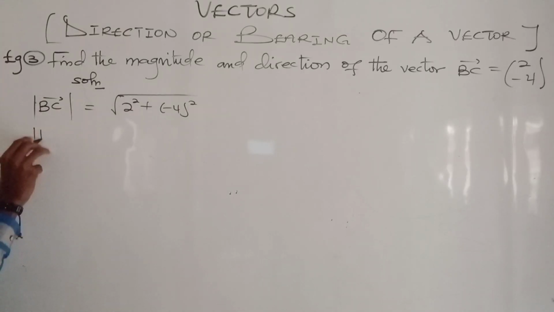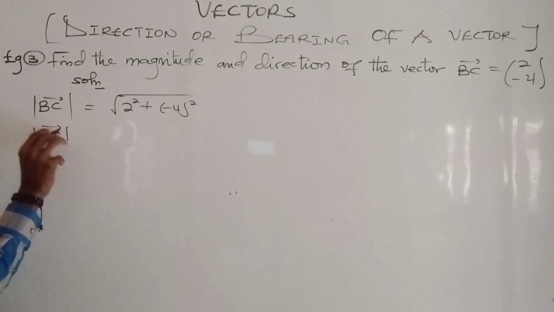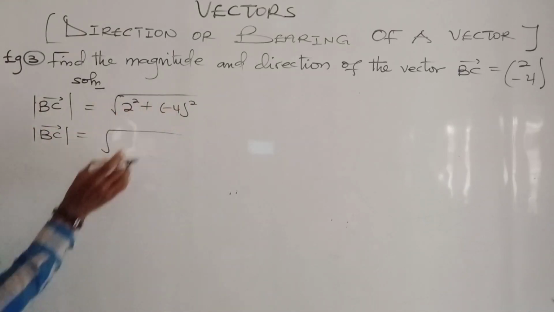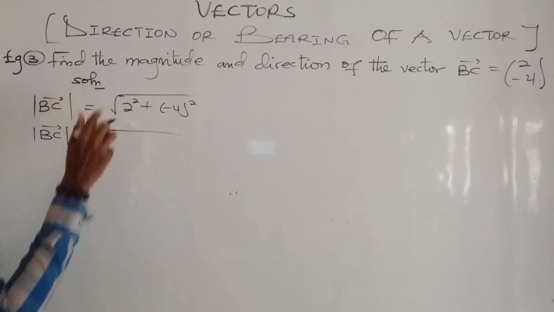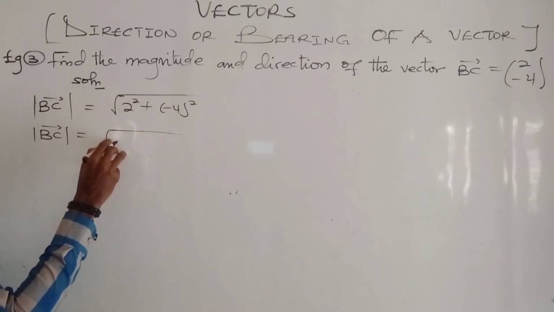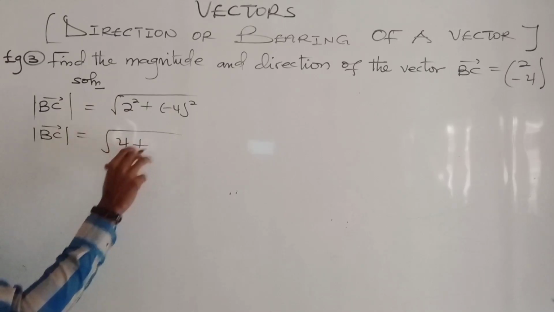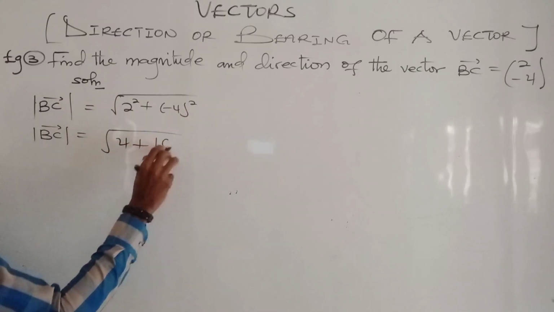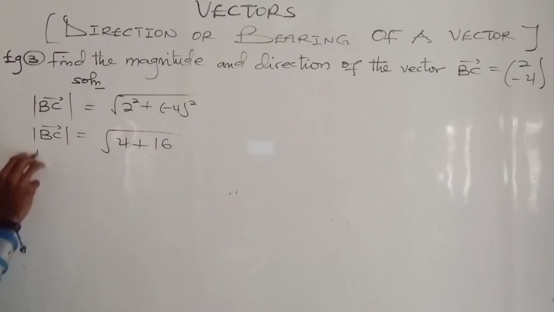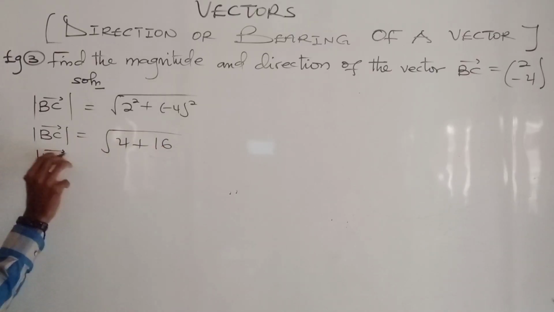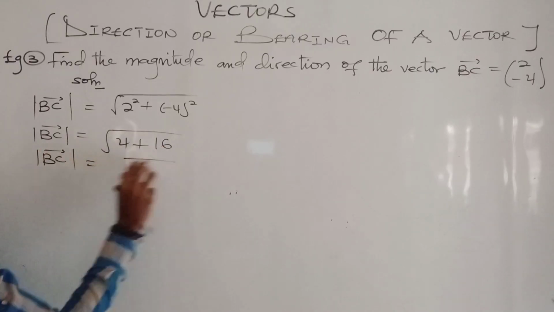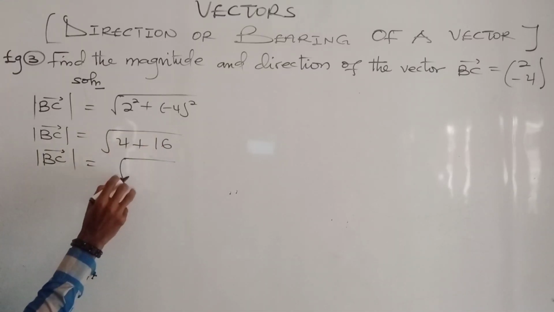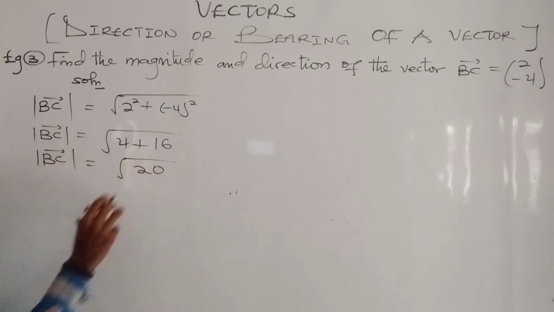So my magnitude of BC will be equal to, repeat your square root, then simplify what is under the square root side. So 2 squared gives you 4, plus minus 4 squared gives you positive 16. Okay, so repeat your magnitude of vector BC equals to, let's go ahead and still simplify, 4 plus 16, it gives 20. Okay, so square root of 20.